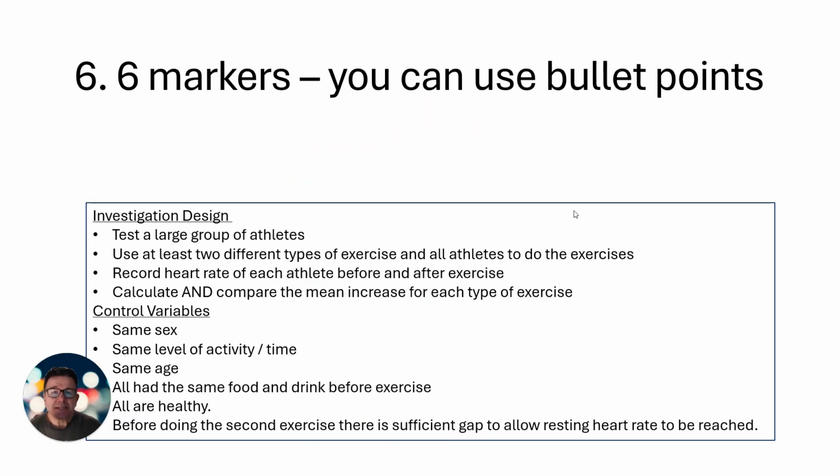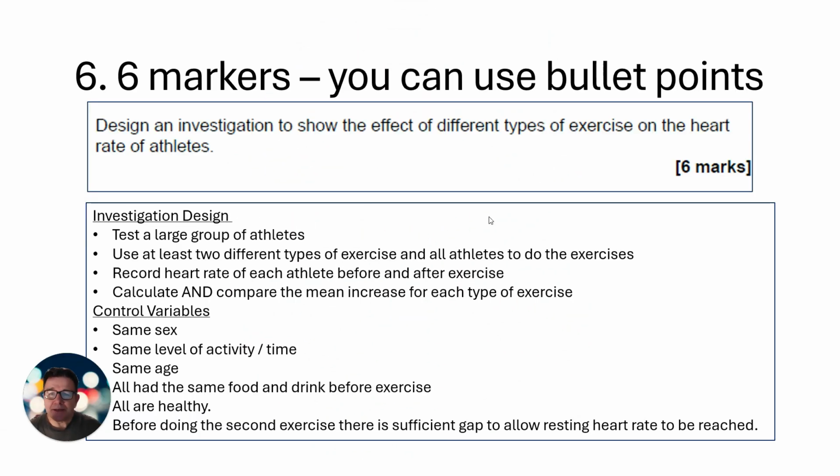Number 6. 6 markers. You can use bullet points. You might want to do it in sentences, that's fine, but here is an example. It says design an investigation to show the effect of different types of exercise on the heart rate of athletes. As you can see, I've just listed the investigation design.